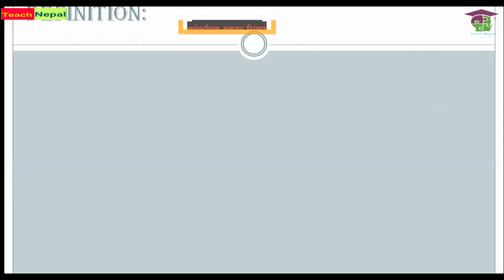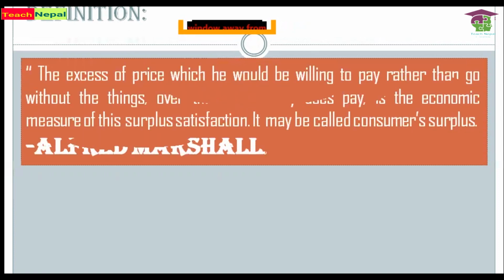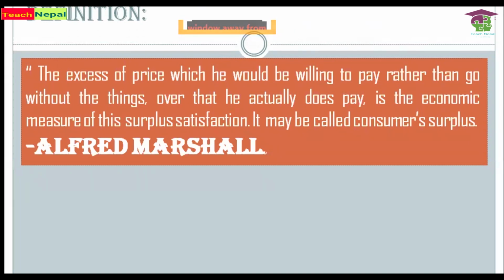And definitions are given here. Different economists have defined consumer surplus in their own way. Some significant definitions are presented here. Alfred Marshall defines consumer surplus as the excess of the price which he would be willing to pay rather than go without the thing over that which he actually does pay is the economic measure of the surplus satisfaction. It may be called consumer surplus. This is a complete definition. Consider it a very important definition. It says many things about the theory of consumer surplus.